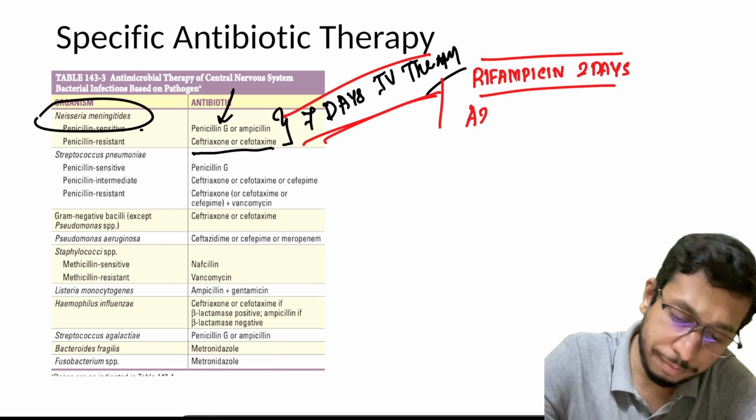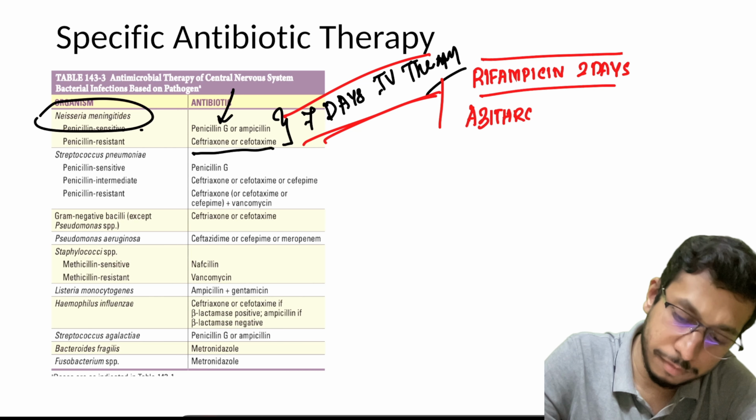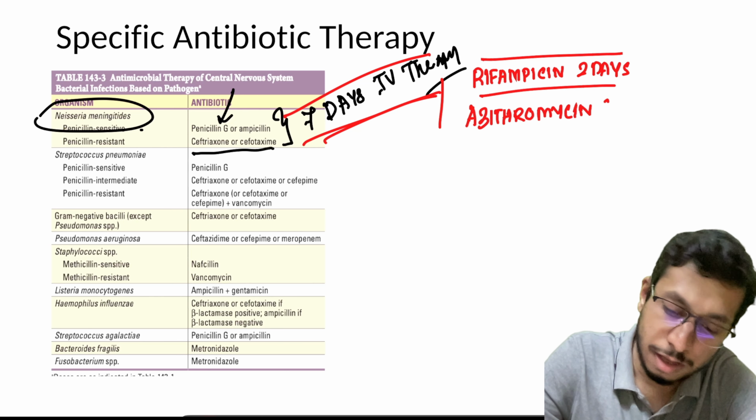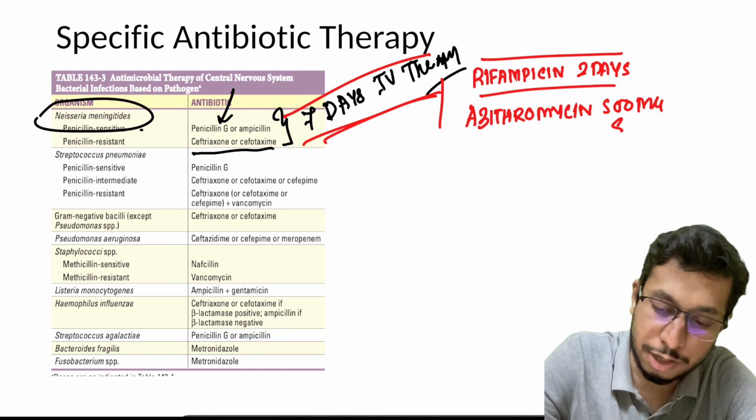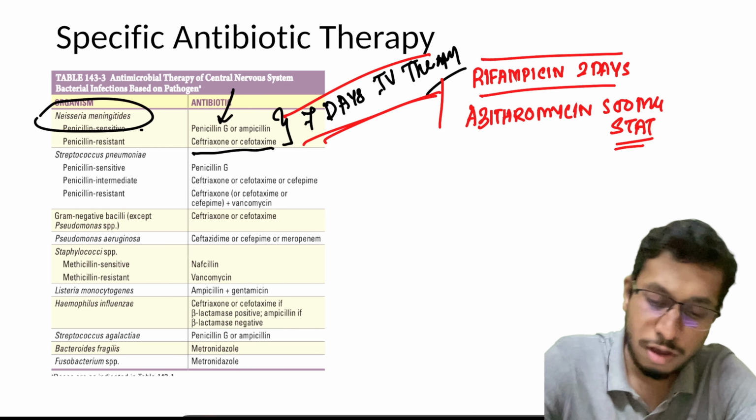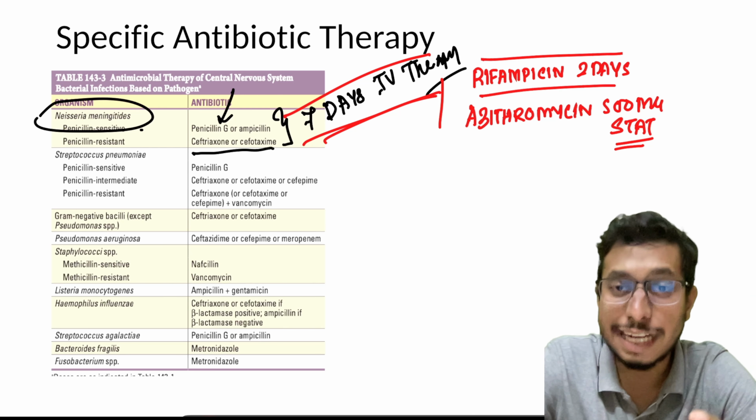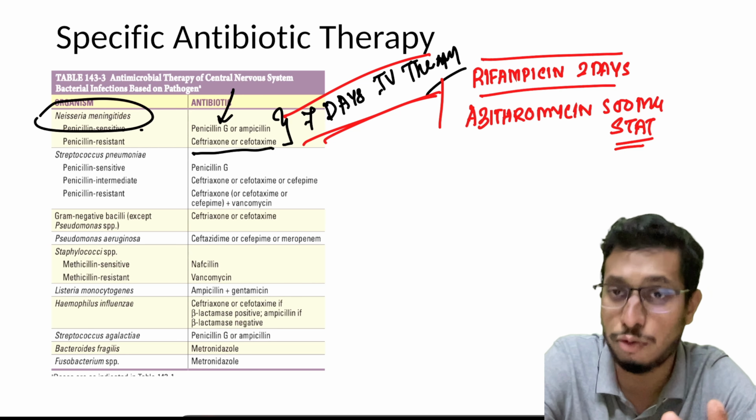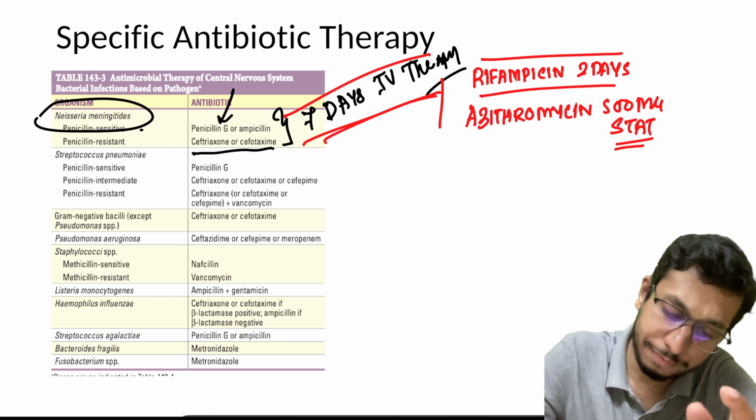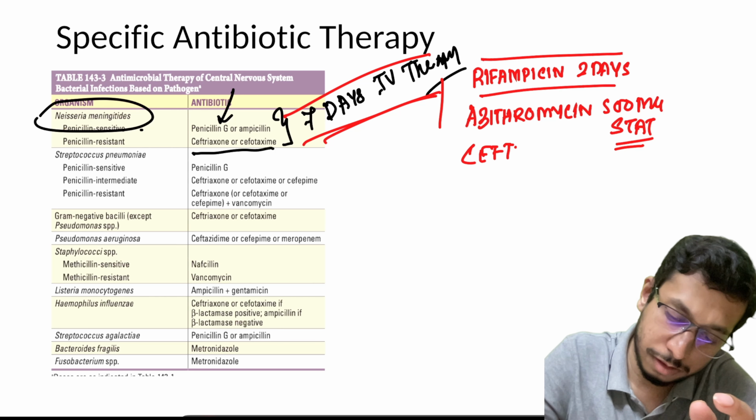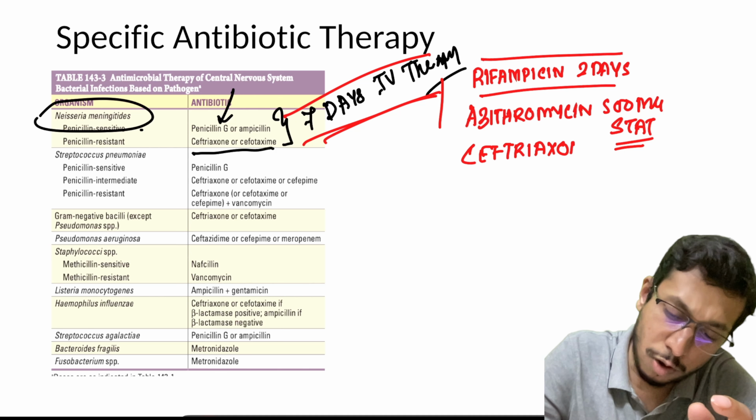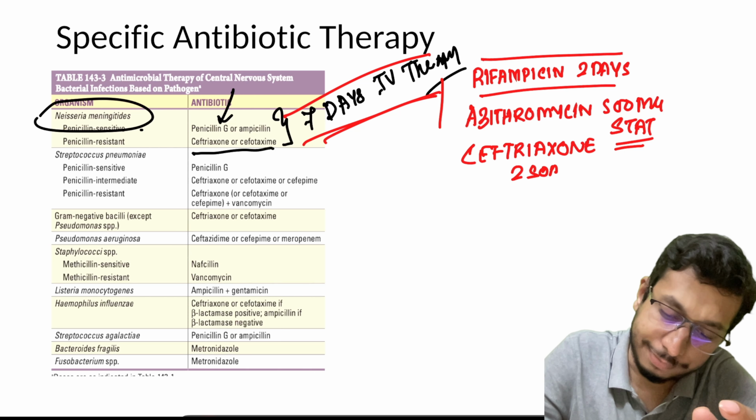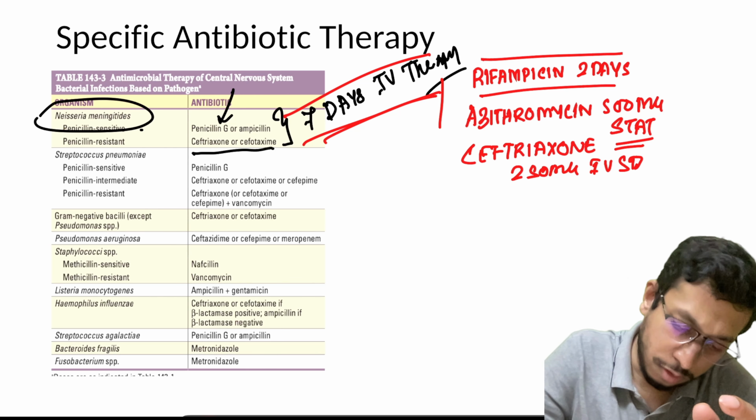Alternatively, azithromycin 500 milligram stat dose can be given. Why so? Rifampicin is contraindicated in a lot of cases like pregnancy, and rifampicin has a lot of drug interactions. So in such cases, we can directly go to an alternative agent like azithromycin 500 milligram stat dose, or ceftriaxone, if we want to go for IV, 250 milligram IV stat. Okay.